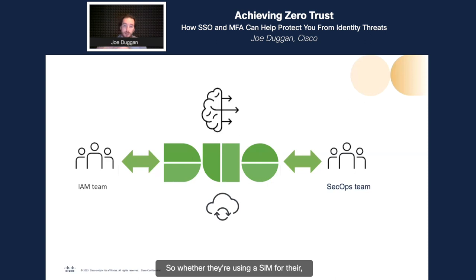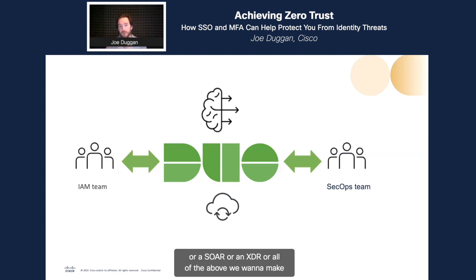So whether they're using a SIEM or a SOAR or an XDR or all of the above, we want to make sure that we can take Duo's information and telemetry and get it to the security operations team in an easy to integrate way that drives a lot of signal for them, and then improve their experience. So we put a lot of effort into that, and I think that's an important piece of what I want to talk about today. I'll get a little bit more into the details of some of our APIs and the way that we go about that in a minute here.